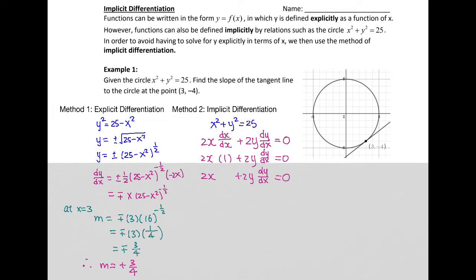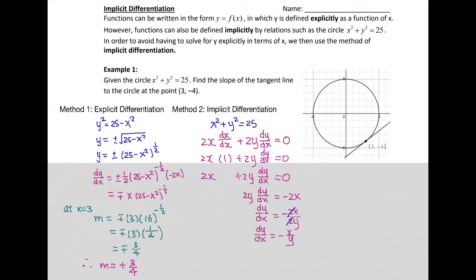Next, we're going to isolate for dy over dx. So first thing, I'm going to subtract 2x on both sides of the equation. And next, we're going to divide by 2y on both sides of the equation. And we can simplify it. So I know my dy over dx, which is the slope of a tangent line, is going to be negative x over y.